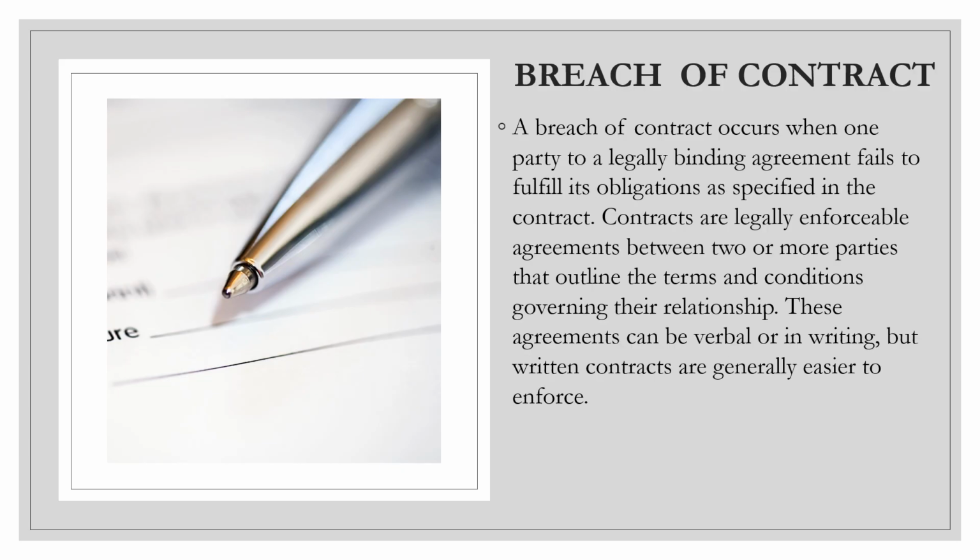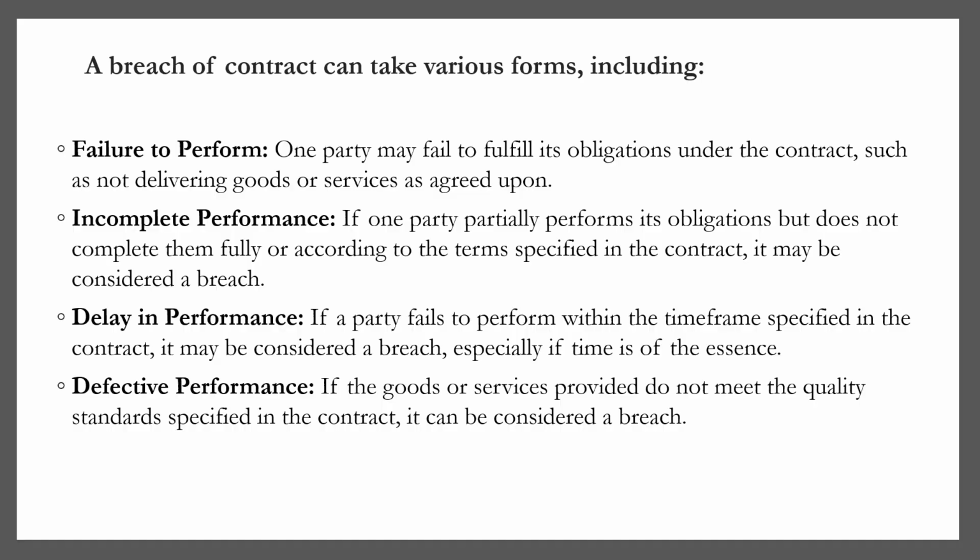So, a breach of contract. A breach of contract occurs when one party to a legally binding agreement fails to fulfill its obligations as specified in the contract. Contracts are legally enforceable agreements between two or more parties that outline the terms and conditions governing their relationship. These agreements can be verbal or written, but written contracts are generally easier to enforce.